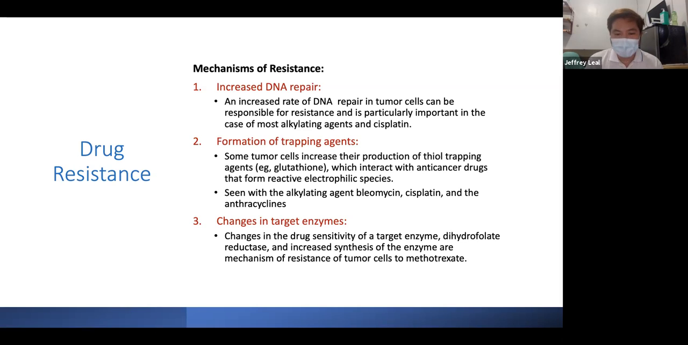We have also changes in the target enzymes as a mechanism for drug resistance, especially for the target enzyme, which is the dihydrofolate reductase. Pag-increase in the synthesis of this enzyme, the dihydrofolate reductase, would make your cancer cells resistant to your cancer drugs.